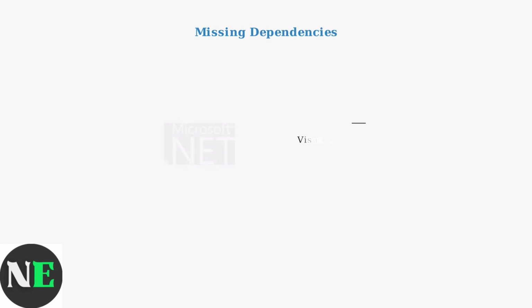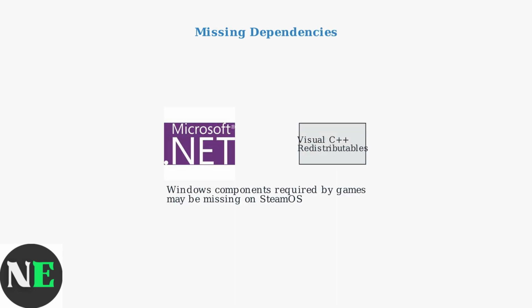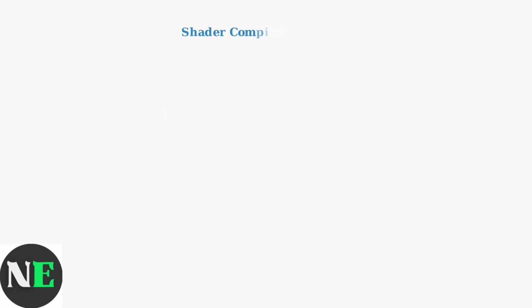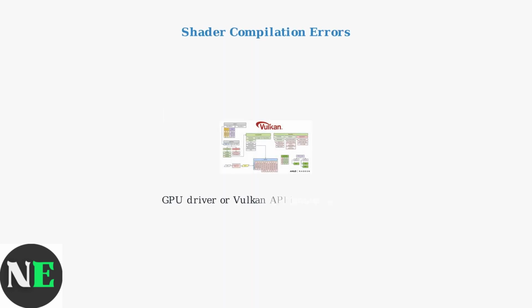Missing dependencies are another major cause. Games often require specific Windows components like Visual C++ redistributables or .NET Framework to function properly. Shader compilation errors related to GPU drivers or Vulkan issues can also prevent games from starting. The Steam Deck uses AMD graphics with Vulkan API for optimal performance.